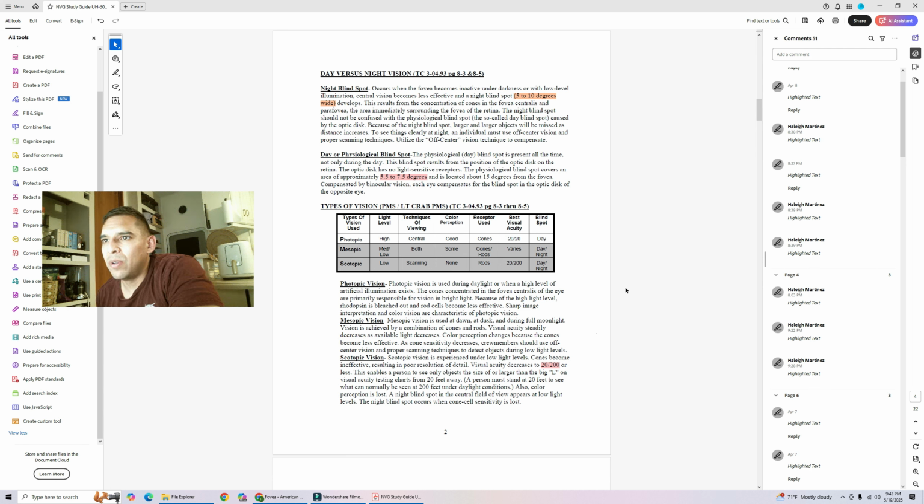So, nighttime review, or scotopic vision review. Scotopic vision, nighttime vision, is in low light levels. Viewing techniques: you need to use scanning because you have your night blind spot, 5 to 10 degrees wide, that you can't see. Color perception is lost. Receptor use: you only use your rods because the cones become ineffective. Best visual acuity is 20/200, and your blind spot is the day as well as the night blind spot.